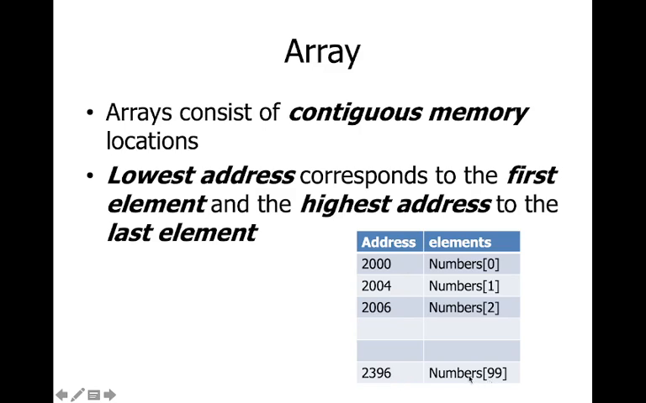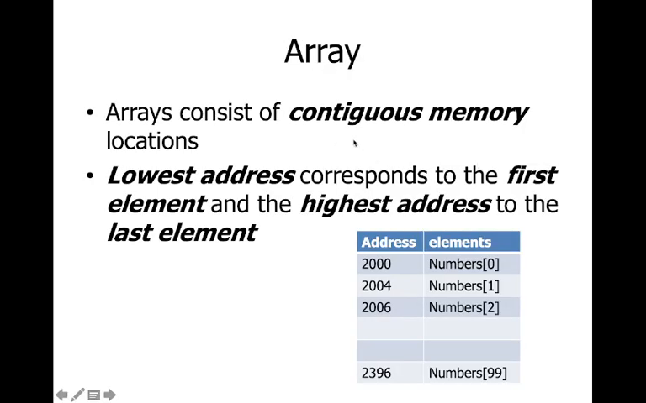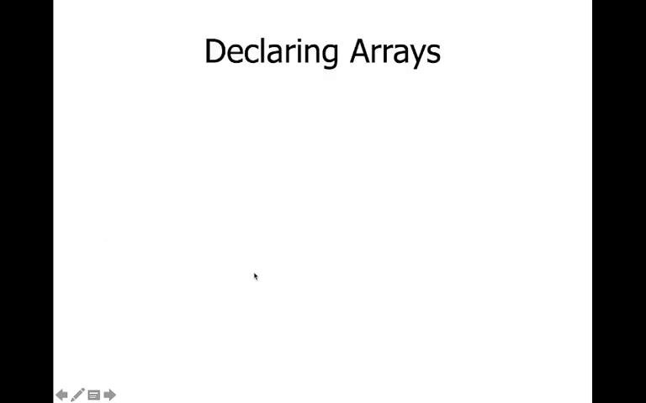So it will use 4 bytes and it will be using memory locations from 2000 up to 2400. That is why we say this is contiguous allocation. The lowest address 2000 represents the first element and the highest address 2396 represents the last element. So how to declare these arrays?